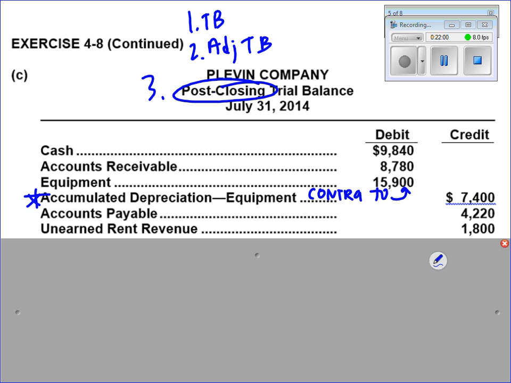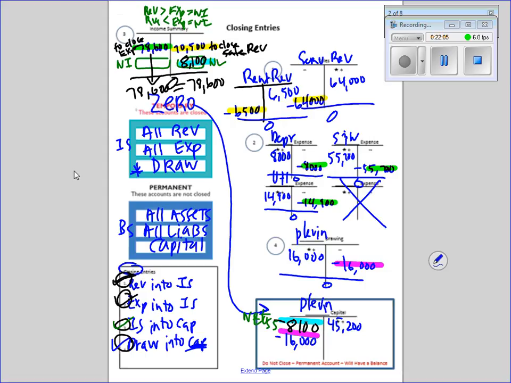Is that the real balance? It's not. We need to take our $45,200 that it started at, minus $8,100, which was a net loss hit, and then minus $16,000, which was our drawing hit. So its balance is $21,100. That is what's going to show up on the post-closing trial balance for capital.